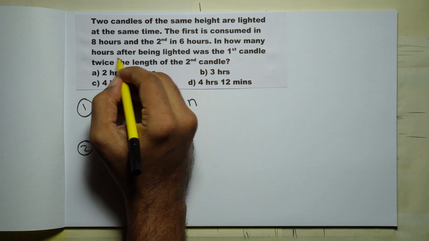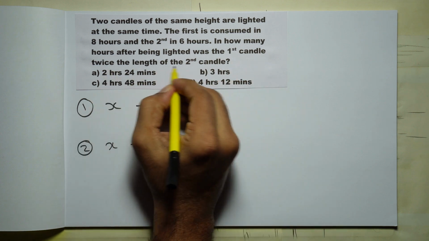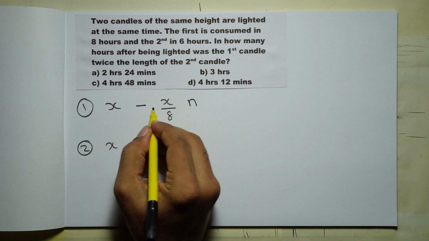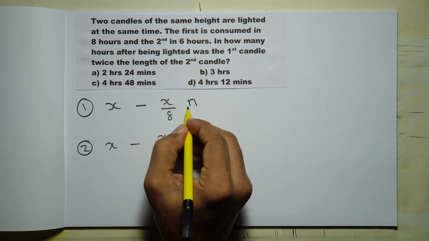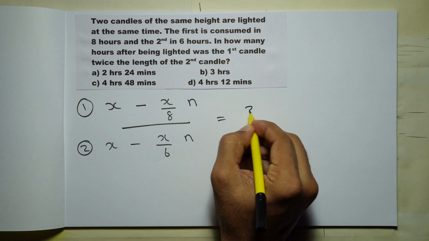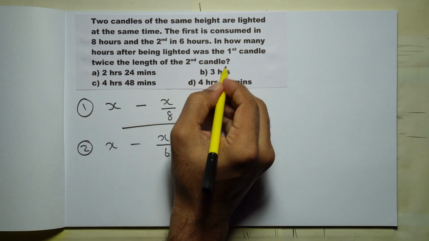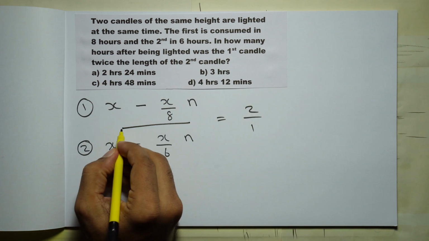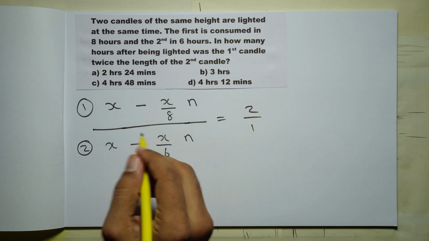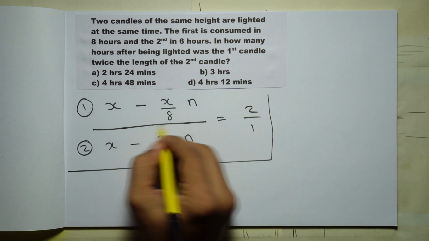In how many hours after being lighted was the first candle twice the length of the second candle? Now this is the length of the first candle, and this is the length of the second candle after n hours. You must find the value of n such that this ratio is 2:1. That is, the first candle is twice the length of the second candle, so their lengths are in the ratio 2:1. So we need to find the value of n. We'll just solve this ratio.